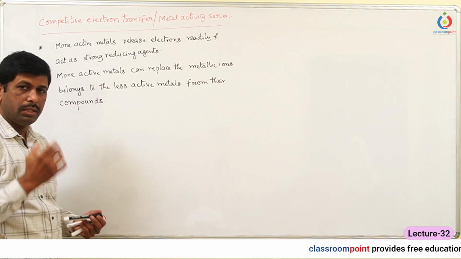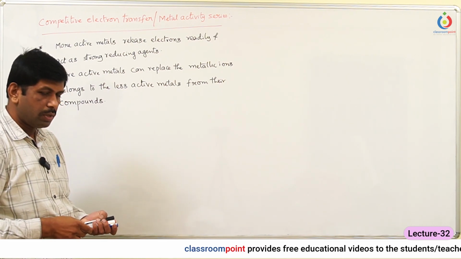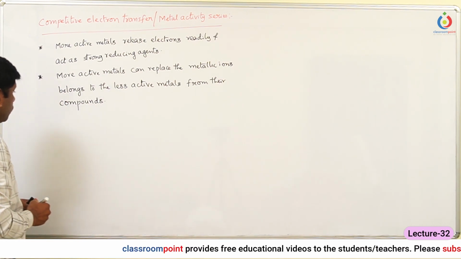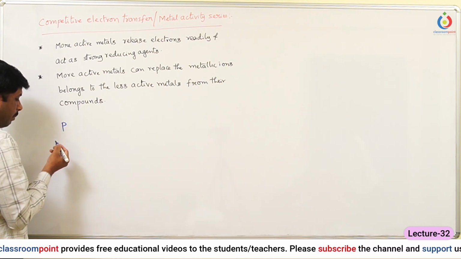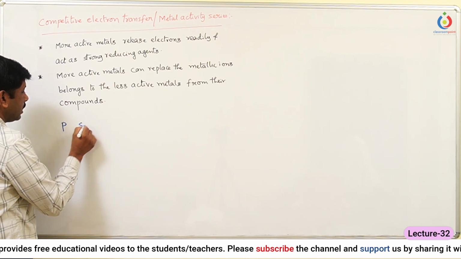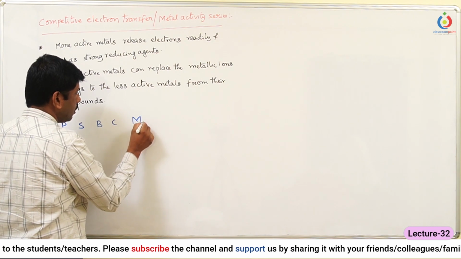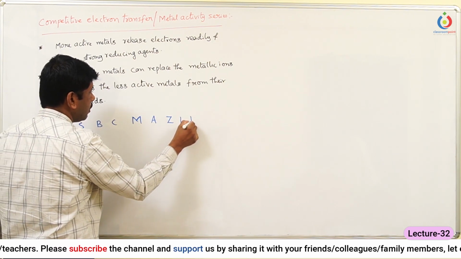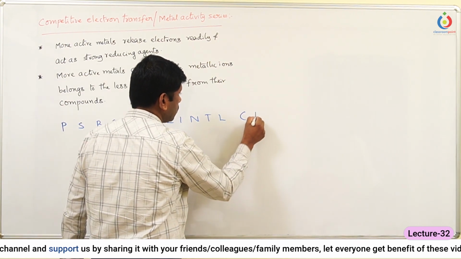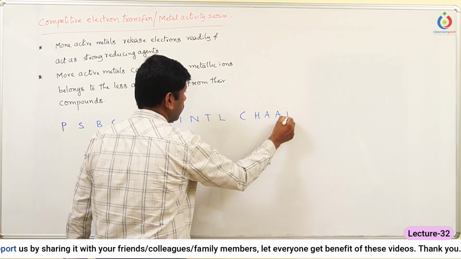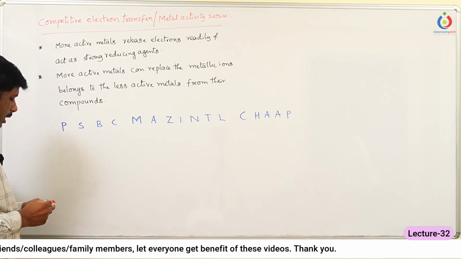So let us see what these more active metals and what these less active metals are, and how to remember this metal activity series and what its applications are. Here the metal activity series, we can memorize as P, S, B, C, M, A, Z, I, N, T, L, and C, H, A, A, P. So what are the notations of these letters?